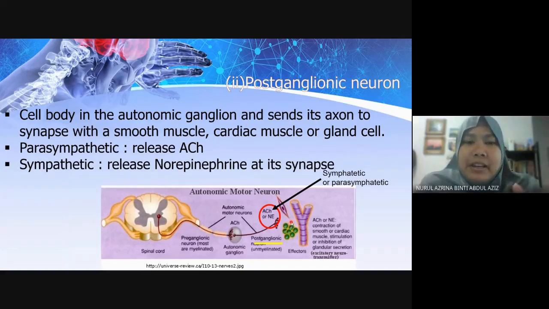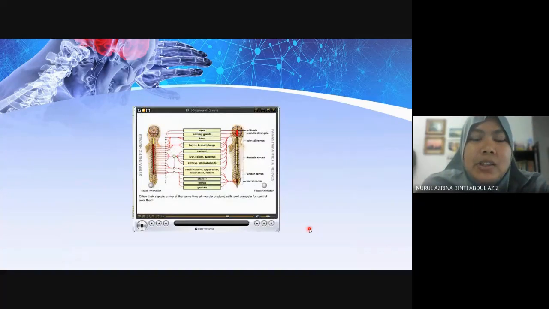So that is one difference that you can see between sympathetic and parasympathetic. The neurotransmitter is released at the end of the synapse with smooth muscle, cardiac muscle or gland cells, okay. Not skeletal muscle, sorry. So this picture shows you the difference between the action of sympathetic and parasympathetic.